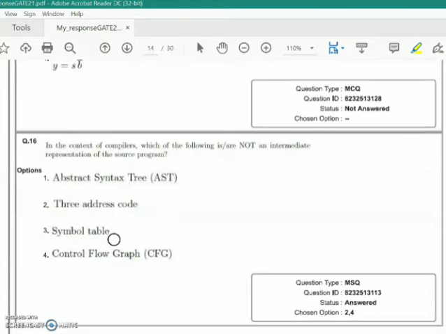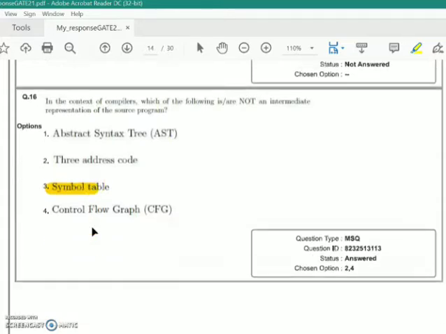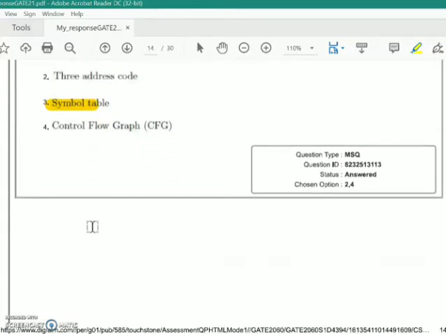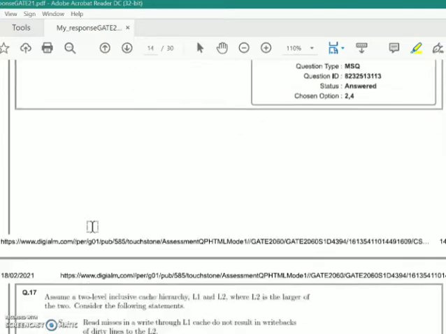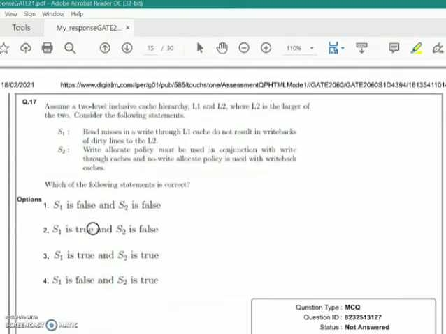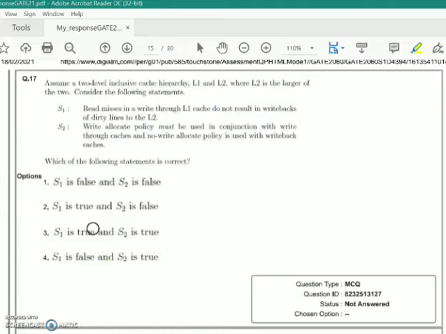Which is not an intermediate representation of the source program? The symbol table is not at the intermediate phase. It is the output of the lexical analysis. So 3 is the correct option. Question number 17.